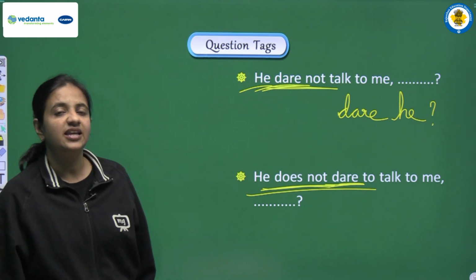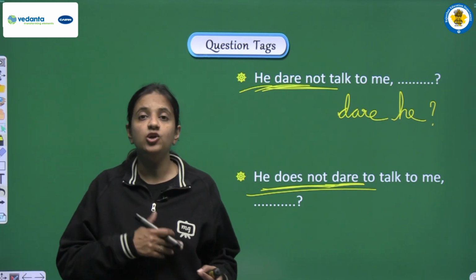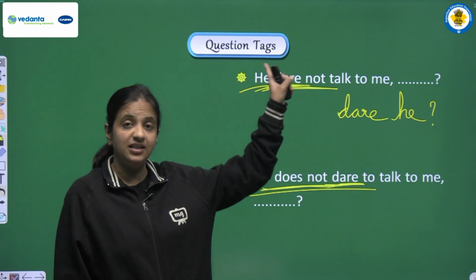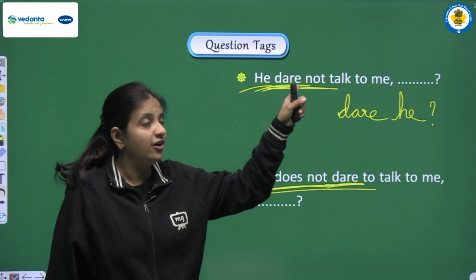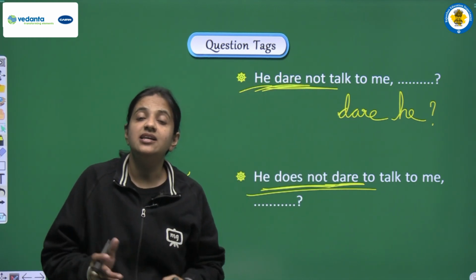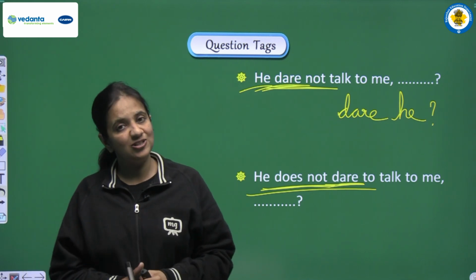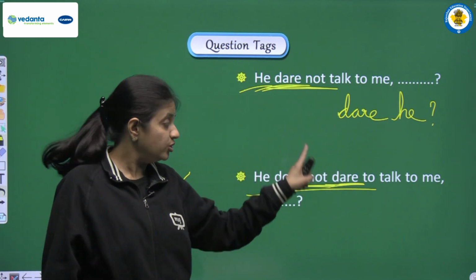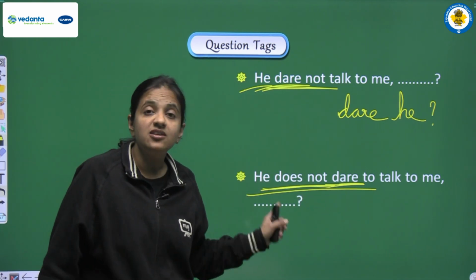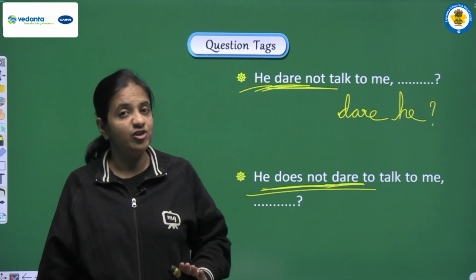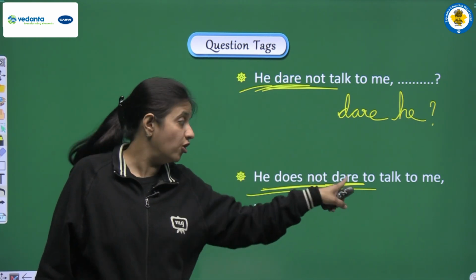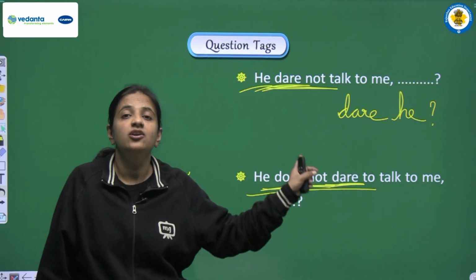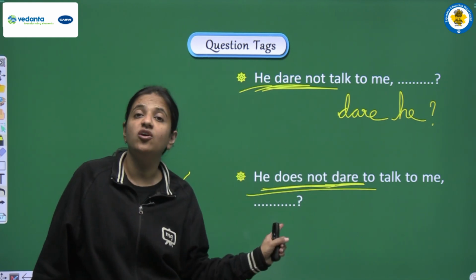Again I am repeating this thing, dare is used in two ways. It can be used as a modal auxiliary, like we are having in the sentence he dare not talk to me, and it is an action verb also. It is also used as the main verb, like we are having in this sentence. So in this sentence does is the auxiliary verb, so we will make our question tag using does. We won't use dare here. Why? Because in this sentence dare is the main verb and does is the auxiliary verb.